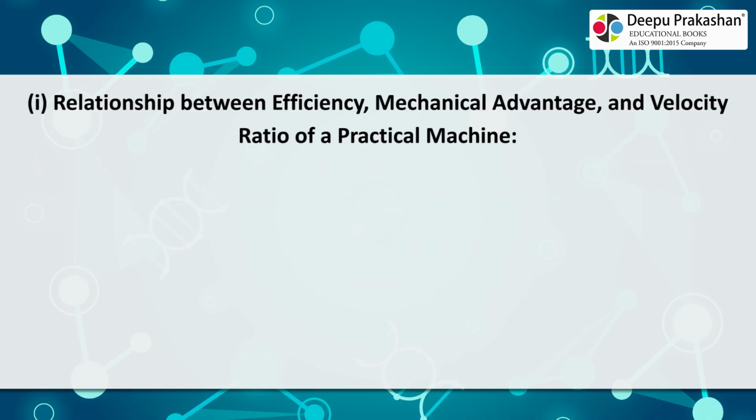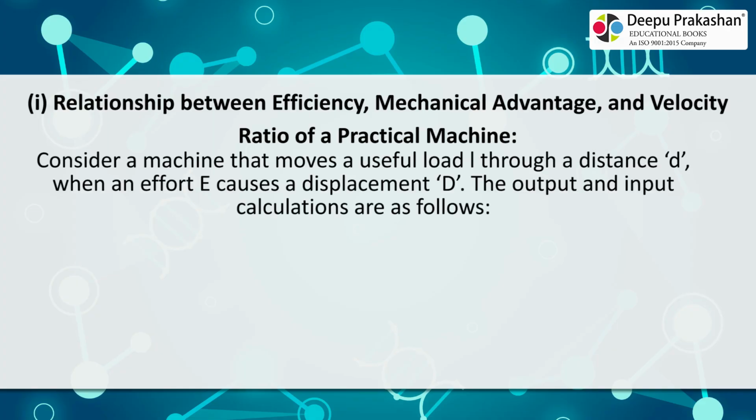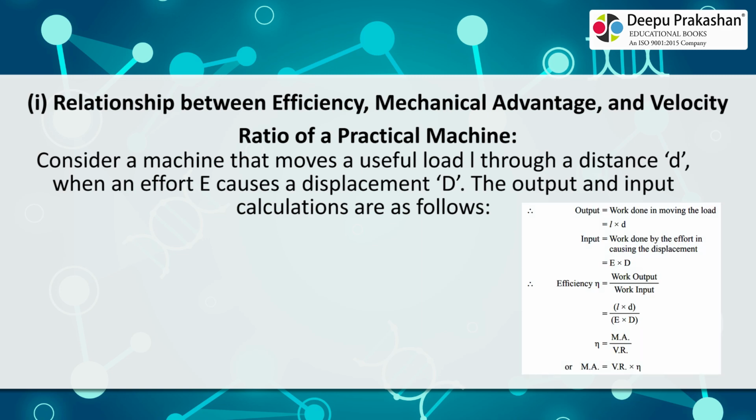I. Relationship between efficiency, mechanical advantage, and velocity ratio of a practical machine. Consider a machine that moves a useful load L through a distance d. When an effort E causes a displacement d, the output and input calculations are as follows.